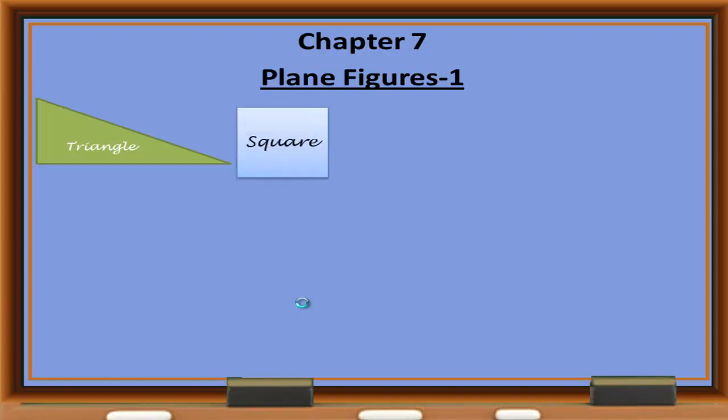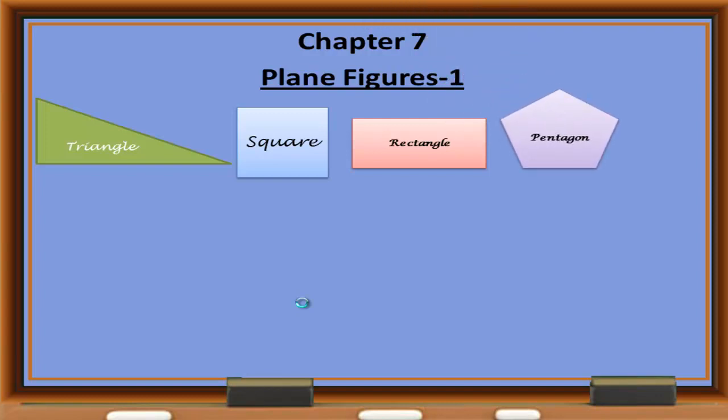The next is square. Square has 4 sides. Here there is a rectangle. The rectangle has 4 sides. The opposite sides are equal. But in square, all the sides are equal.